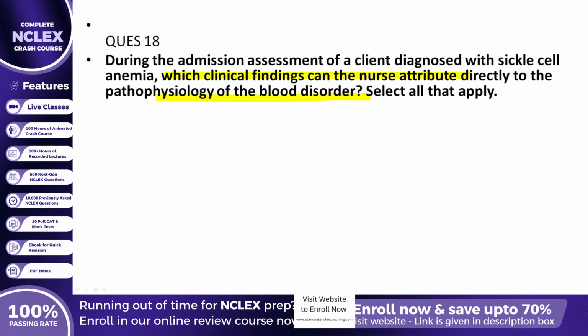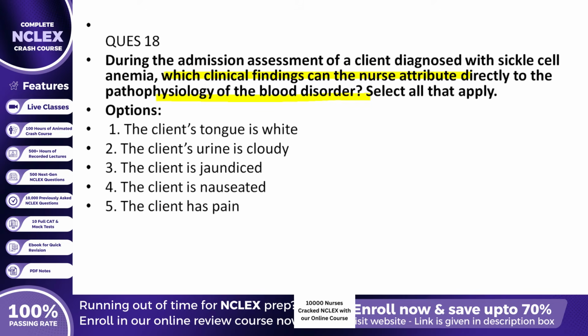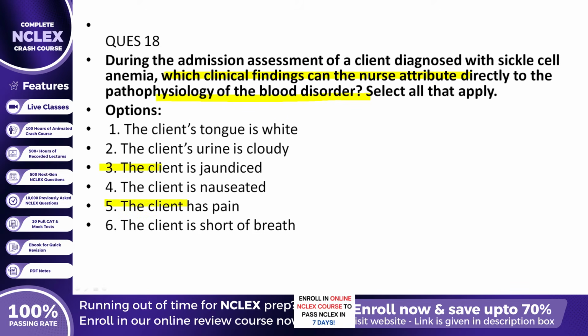The options include Option 1, the client's tongue is white; Option 2, the client's urine is cloudy; Option 3, the client is jaundiced; Option 4, the client is nauseated; Option 5, the client has pain; and Option 6, the client is short of breath. The correct answers here are Options 3, 5, and 6, jaundice, pain, and shortness of breath. To understand why these are correct, let us explore the deeper pathophysiological basis.